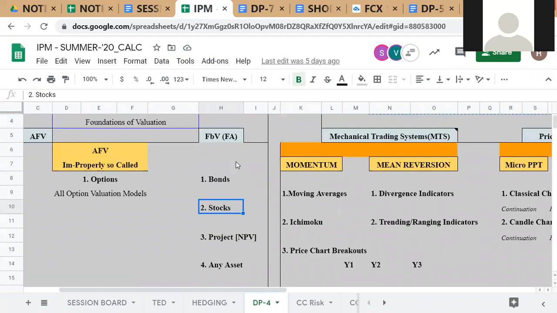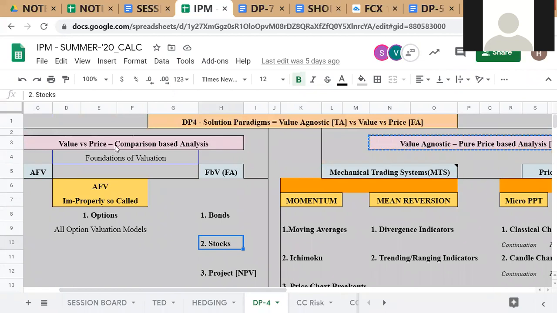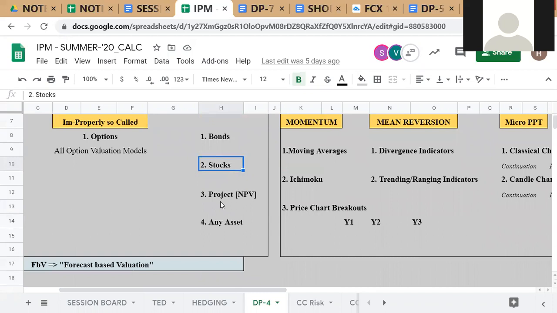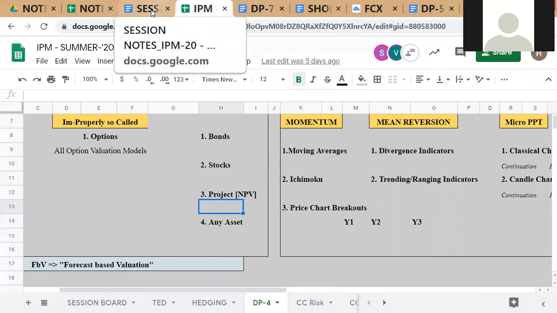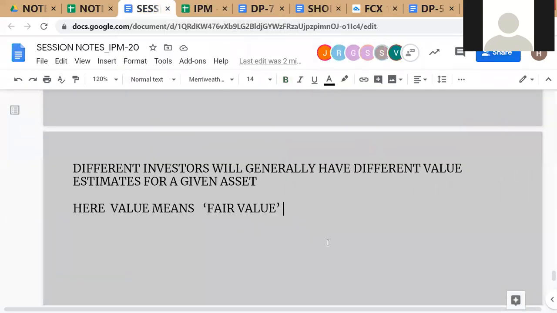Now, you probably were not explicitly aware of the difference between the stock value and the price, but what you were actually calculating is the fair value. When you do the bonds analysis, these are all fair value analysis. Here value means fair value, which is asking the question, what is the asset actually worth?